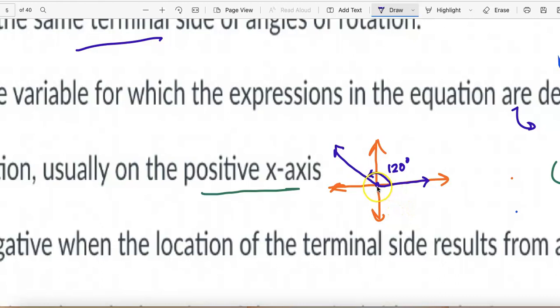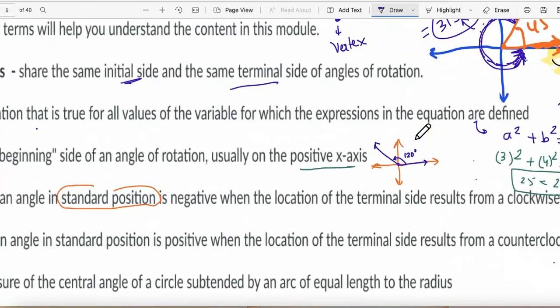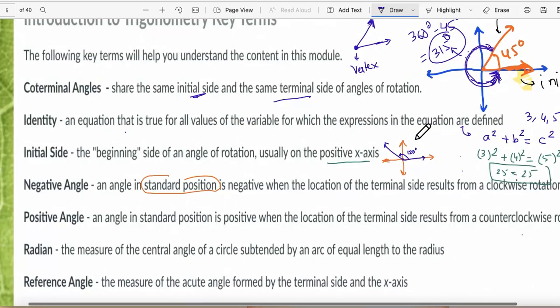Why? Because its initial side is on the positive x-axis, and its vertex is at the origin. This type of position is called standard position. Okay, all right.